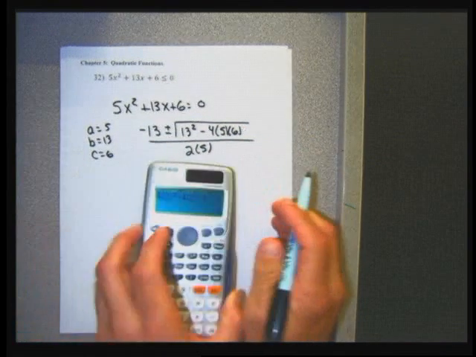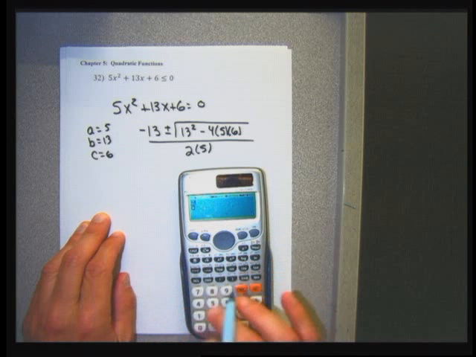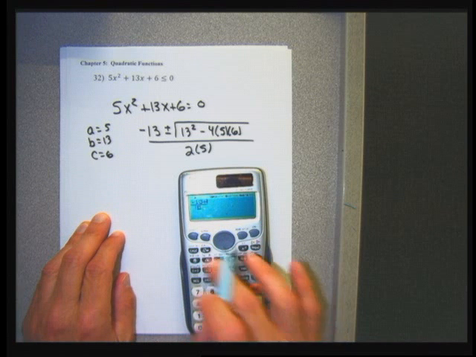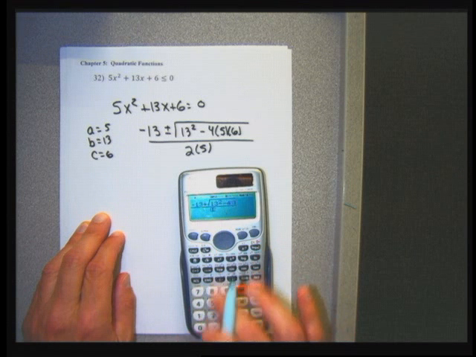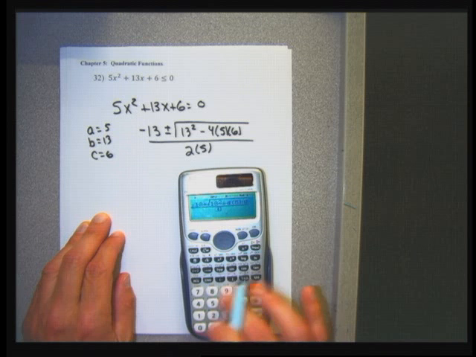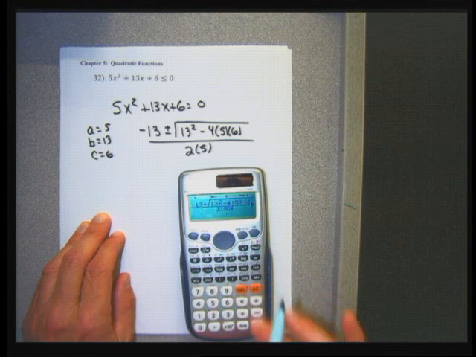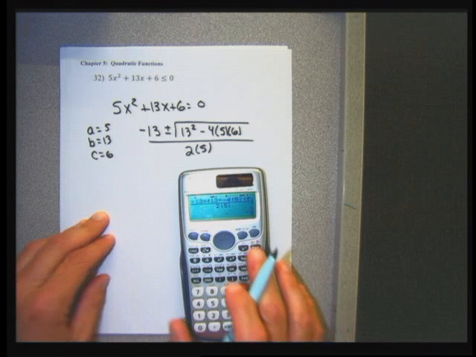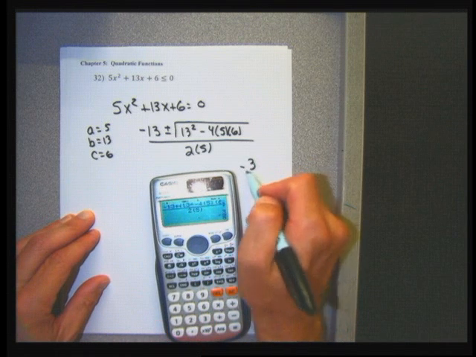Calculator time. So fraction -13 plus square root 13 squared minus 4 parentheses 5 parentheses 6 all over 2 parentheses 5. That gives me -3/5. You can actually see that. So one of the answers is -3/5.